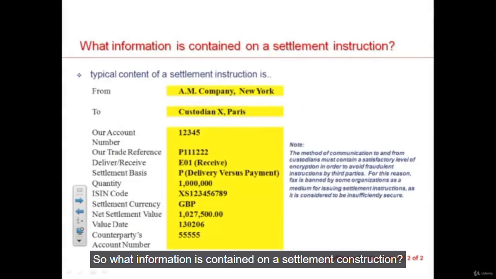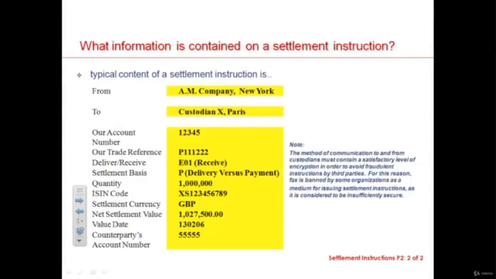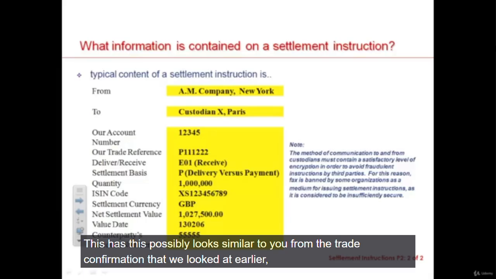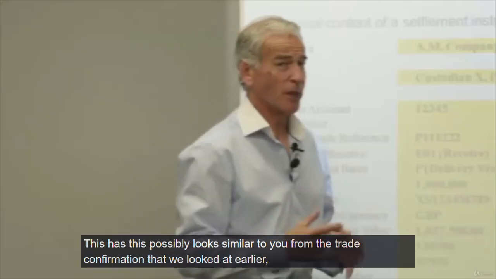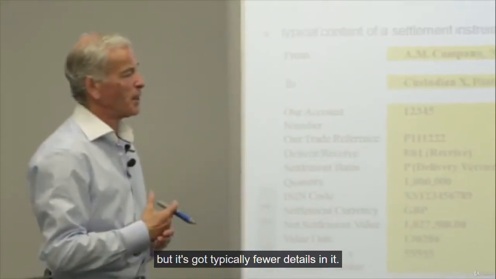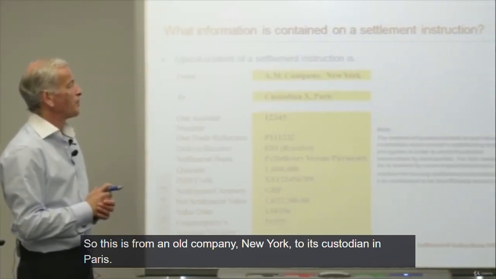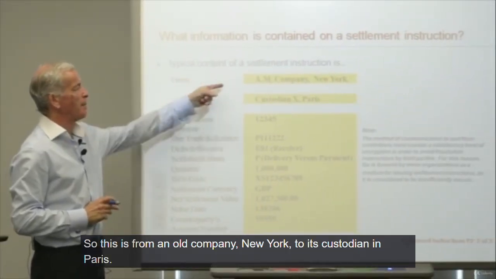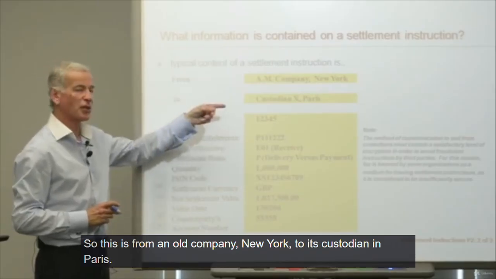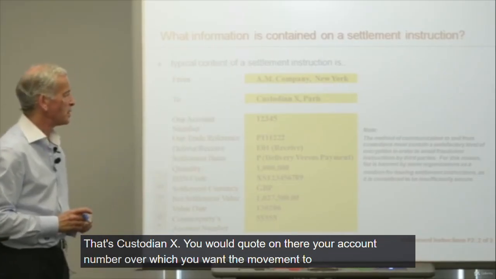So, what information is contained on a settlement instruction? This possibly looks similar to you from the trade confirmation that we looked at earlier, but it typically has fewer details in it. So this is from AM Company New York to its custodian in Paris, that's custodian X.